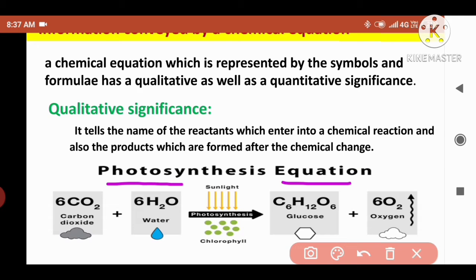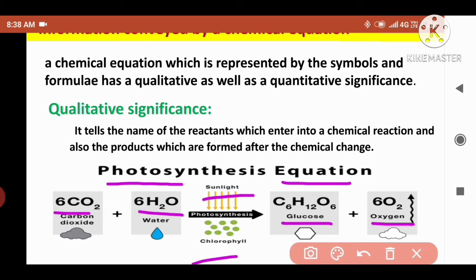Now let us consider this equation. Here 6CO2 means 6 carbon dioxide molecules. CO2 is the formula of carbon dioxide. 6 H2O. H2O is the formula of water. Means 6 carbon dioxide molecules react with 6 water molecules and produce glucose. C6H12O6 is the formula of glucose, and 6 oxygen molecules. This is in the presence of sunlight as well as chlorophyll.